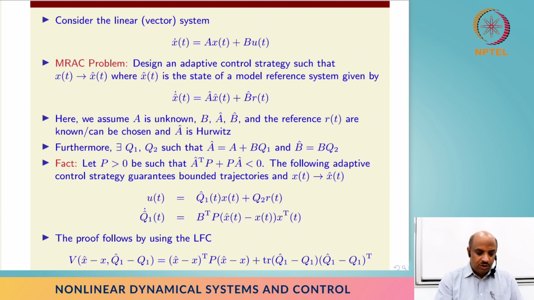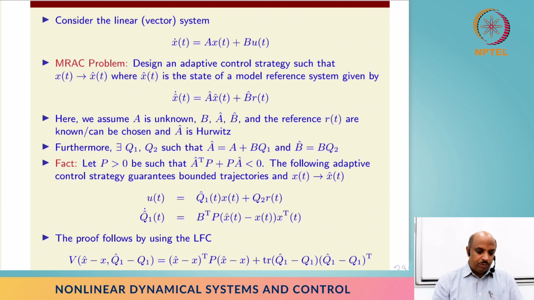We show that V dot is less than 0, and then that shows the boundedness of x, u, and all the parameters that we have here, including Q1, and then eventually shows that x minus x hat is going to go to 0, right? Obviously here the Lyapunov function is, though it's a stabilizing, well, it's actually a reference adaptive control. We don't care about if x goes to 0.